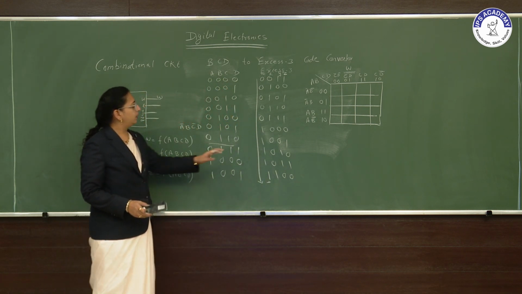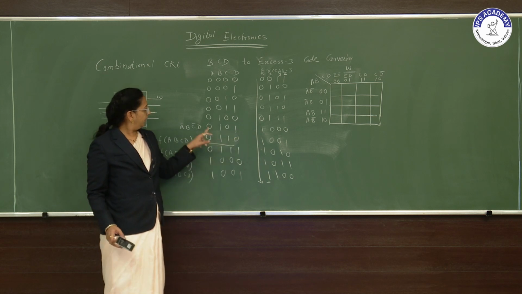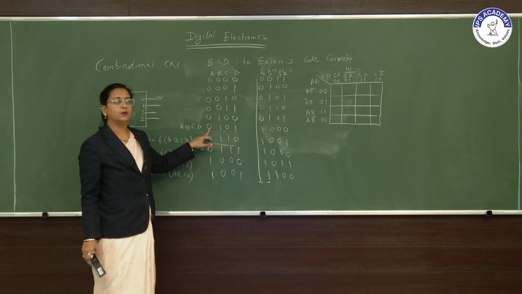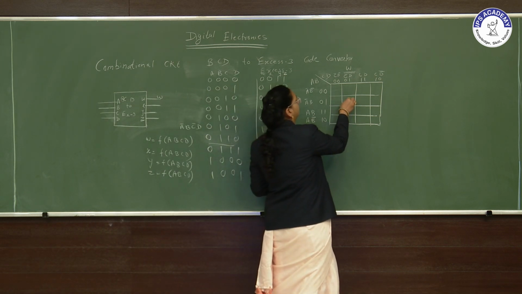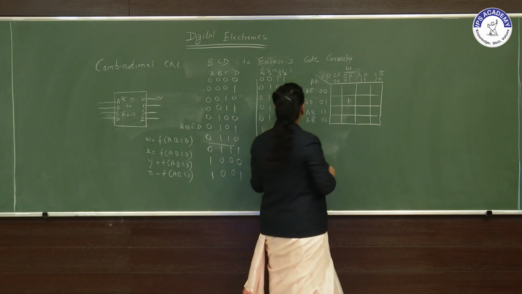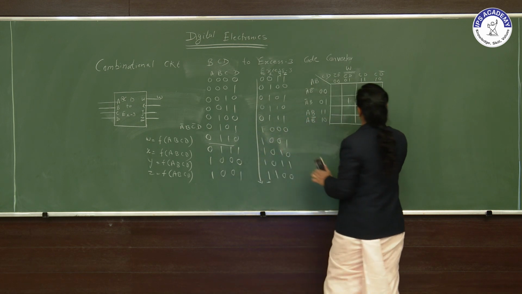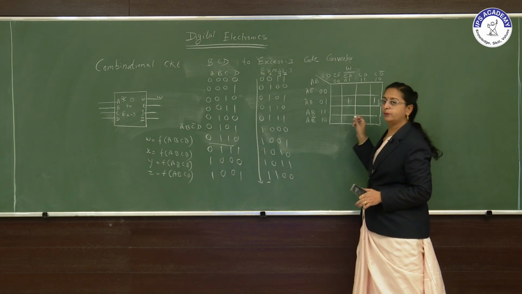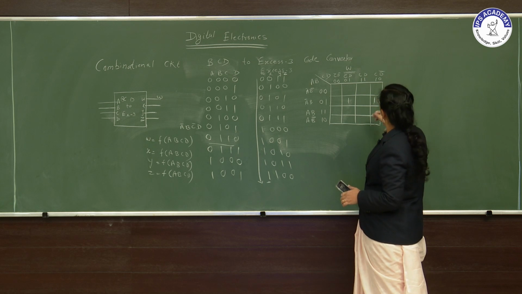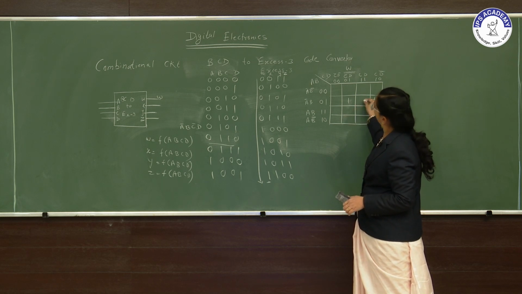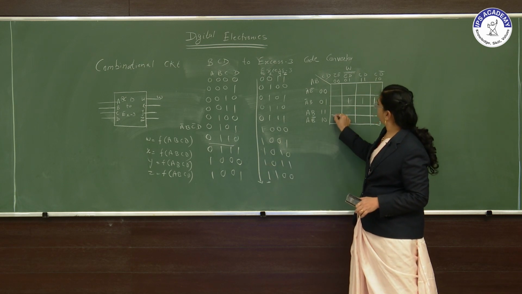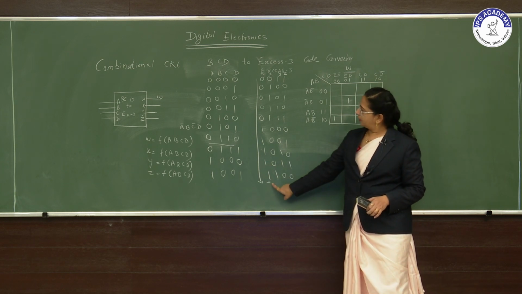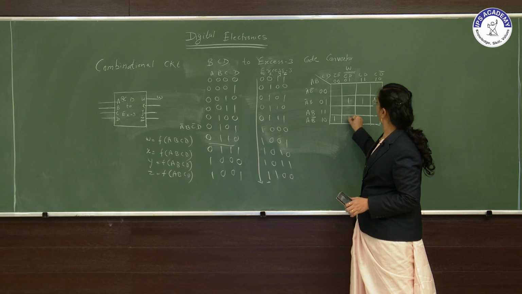Now, when we are getting 1 for W, it is for 0101. So for 0101, we have to make the entry 1. So here it is 0101. The next one we are getting is 0110. So here it is 0110. The next one we are getting is 0111. Next we are getting 1000. So here it is 1000. Next, we are getting 1001.